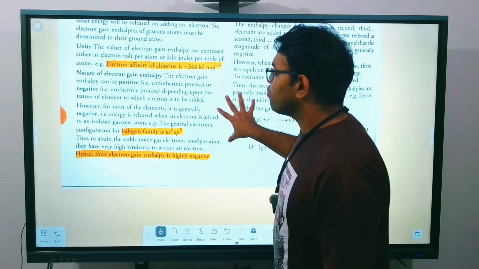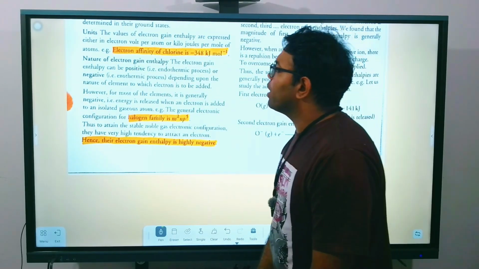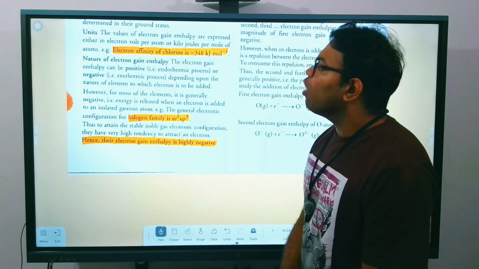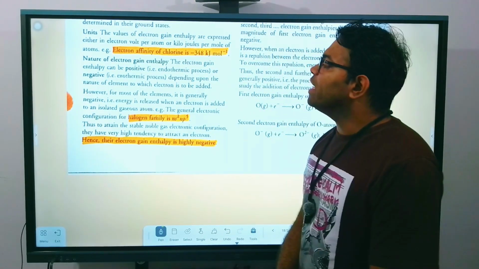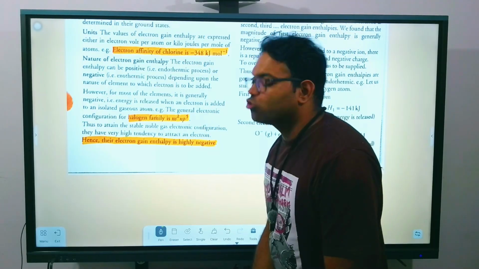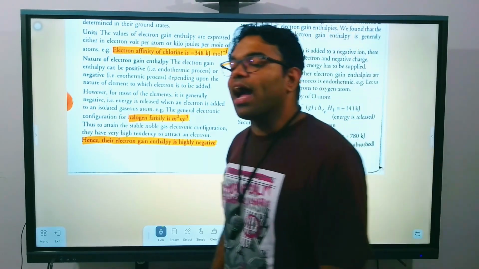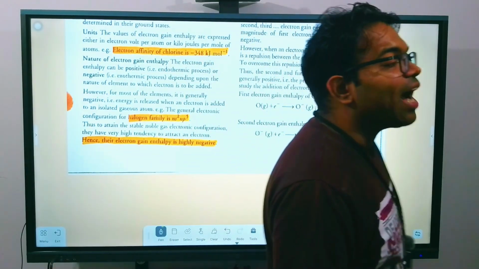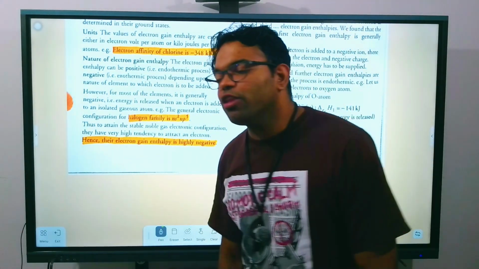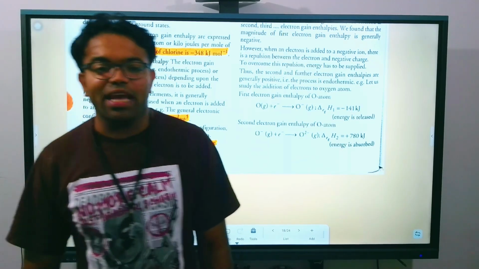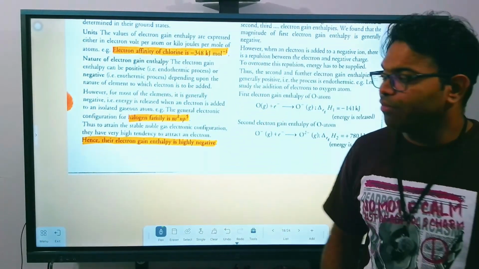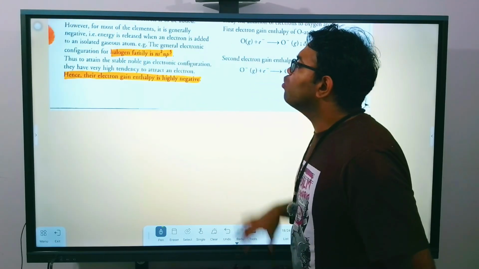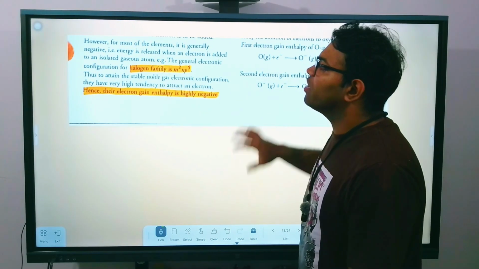Now, the nature of electron gain enthalpy. The electron gain enthalpy can be positive or negative depending upon the nature of the element to which an electron is to be added. Unlike ionization enthalpy, which is always positive, electron gain enthalpy can be positive or negative depending upon the nature of the element. However, for most stable elements, it is generally negative.